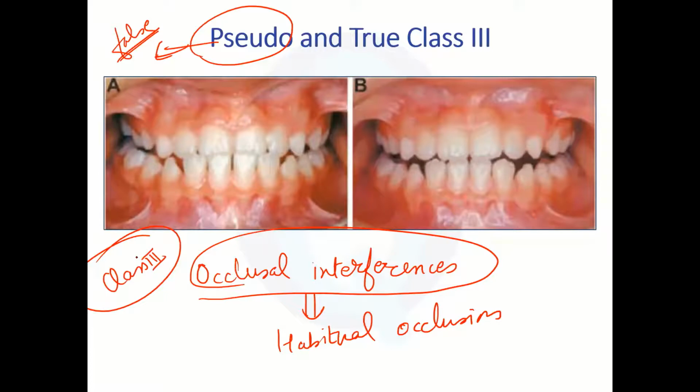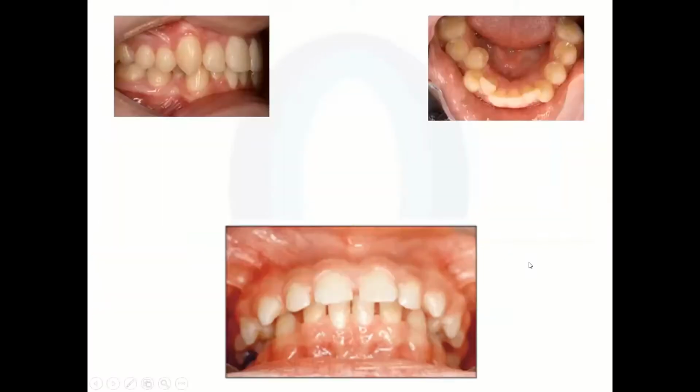So whenever a patient of class 3 comes to you, the first thing you are going to do is check the occlusion. You're going to ask the patient to bring the mandible in CR. You're going to direct the mandible, and you're going to see if it is a true class 3 or a pseudo class 3. It is very important for you to identify the true and pseudo. So the first step is to identify the true or pseudo nature. When it is because of occlusal interferences, then it is a pseudo class 3. Okay. Now we're going to discuss scissor bite.